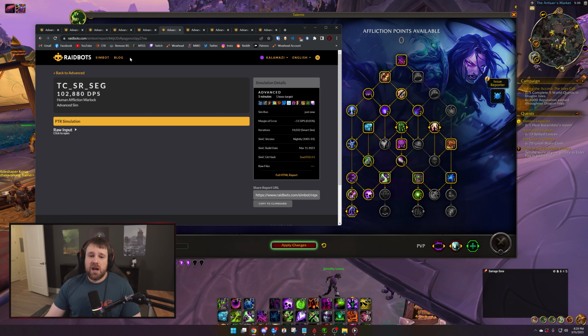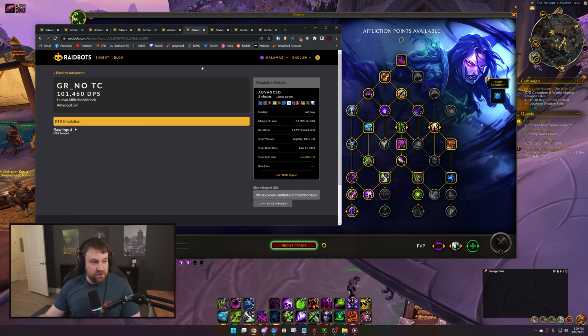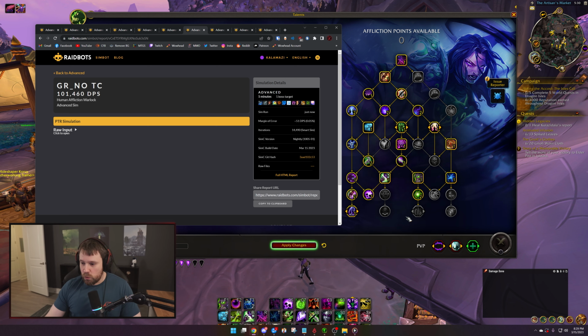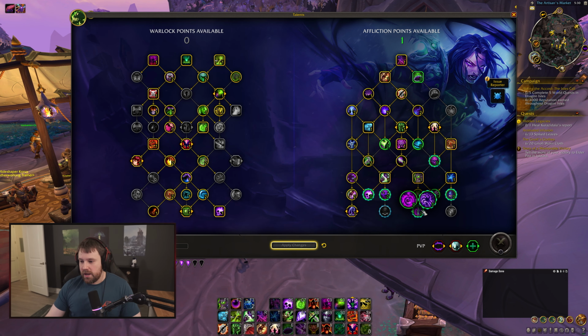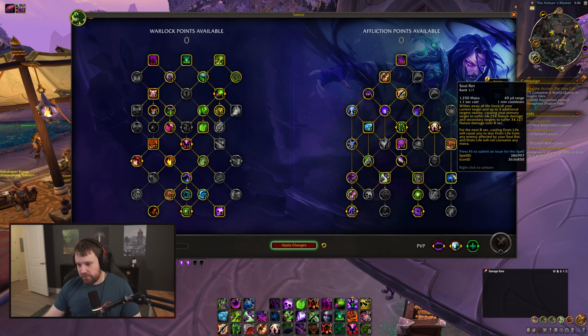So moving on from Soul Eater's Gluttony build here, the next sim we ran was some Grim Reach stuff, because we're curious, if Dark Lair is doing a lot of damage, where is Grim Reach sitting? So we ended up running a build, Grim Reach, no Tormented Crescendo. So we pulled this here and went like this. We know we want Soul Rot for Dark Lair empowerments, Grim Reach empowerments, all that stuff.